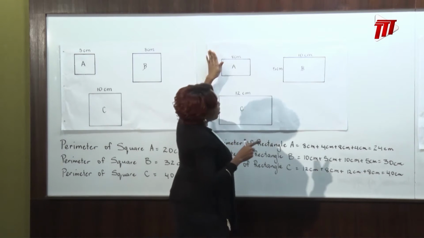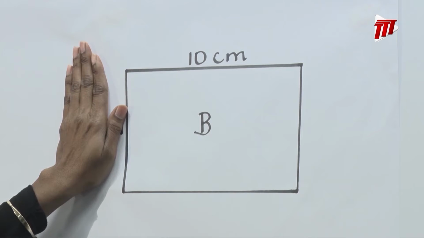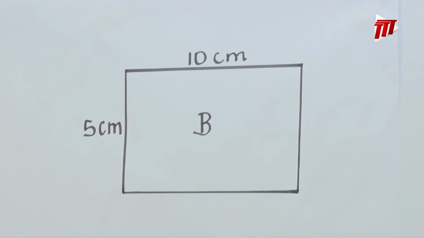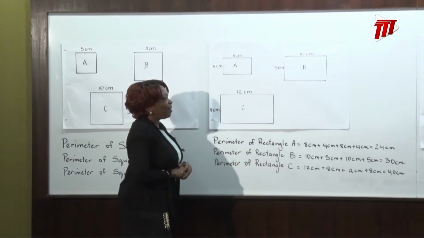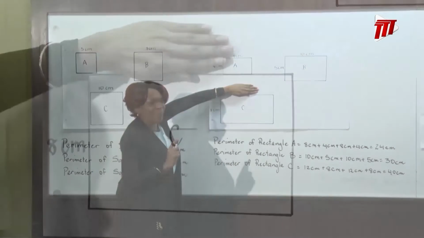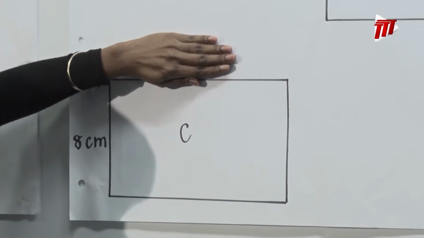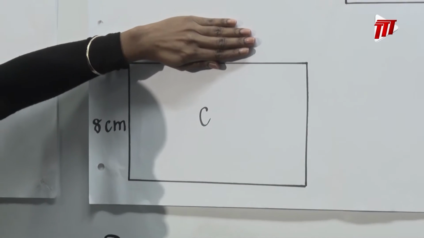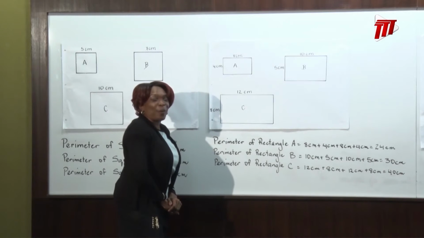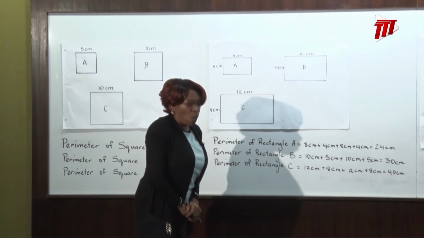Same thing. Let's look at this one here. Can we find the missing breadth, given that the perimeter is 30 centimeters and we are given the length of 10 centimeters? Look at rectangle C. I am going to hide the length now. If we are given the breadth, can I find the missing length? So what we are going to do, we are going to work backwards.